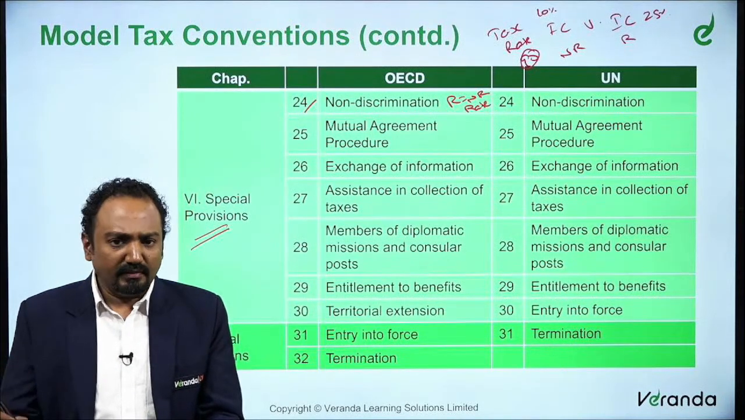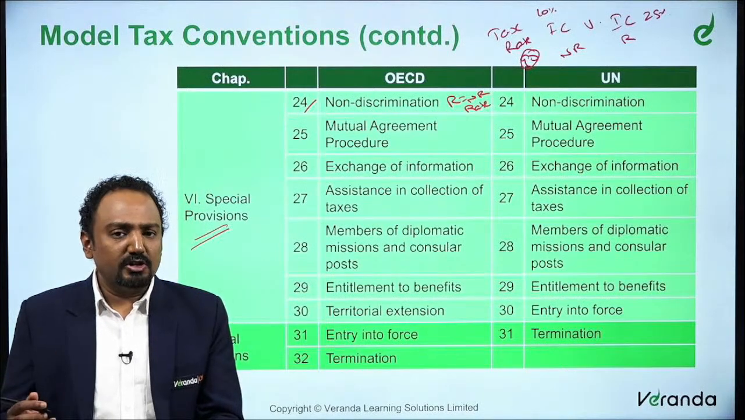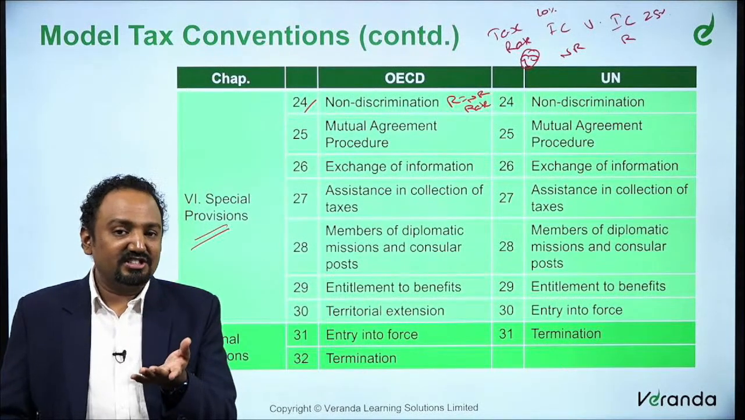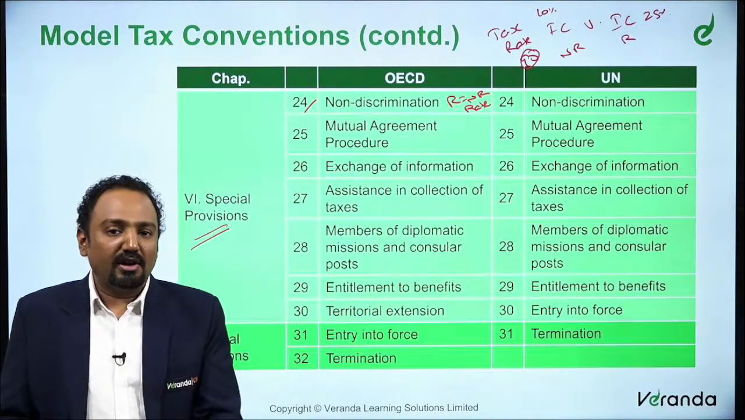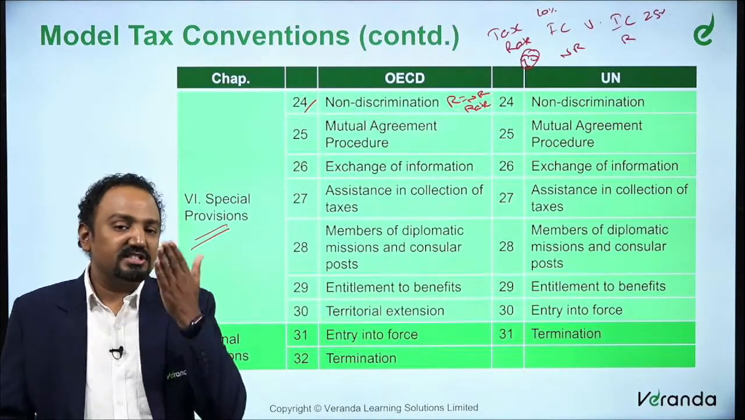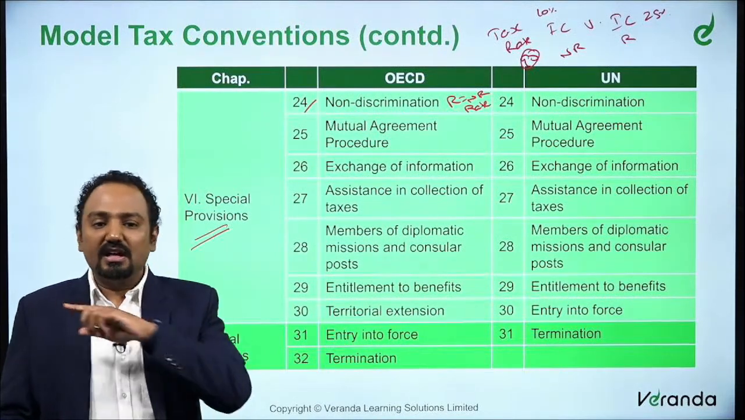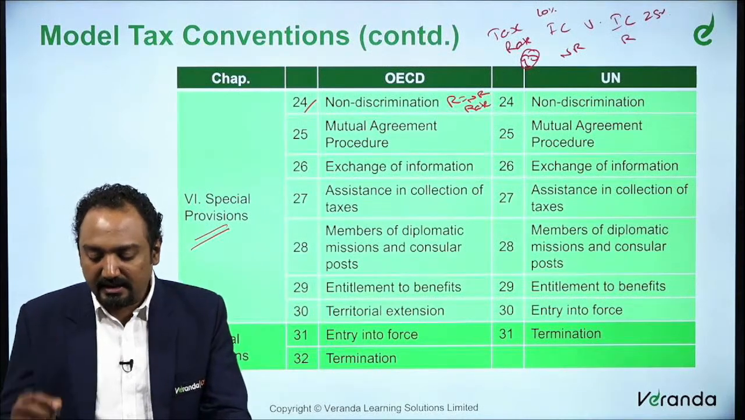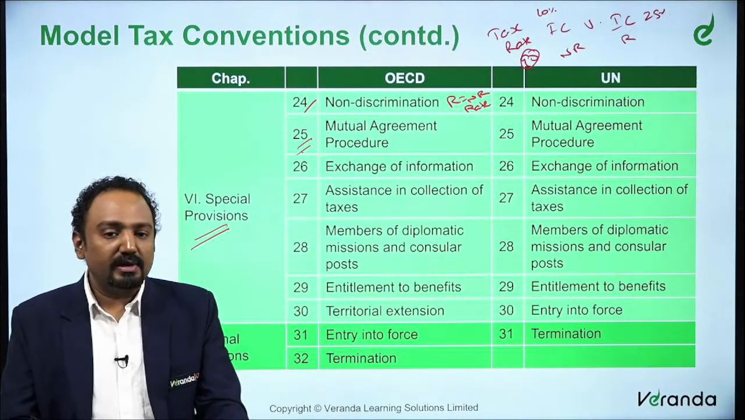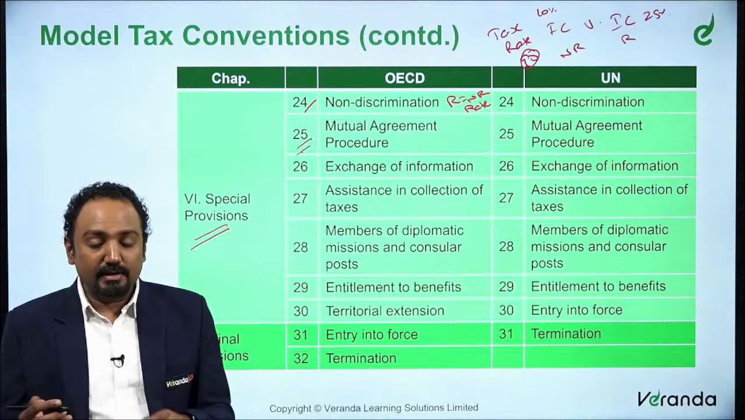Similarly, if you actually look at it, even in individuals, the senior citizen additional slab is not available for non-resident. Again, there is a change in tax rate for resident or non-resident, that is not discrimination. So that is Article 24. Article 25 is mutual agreement procedure.